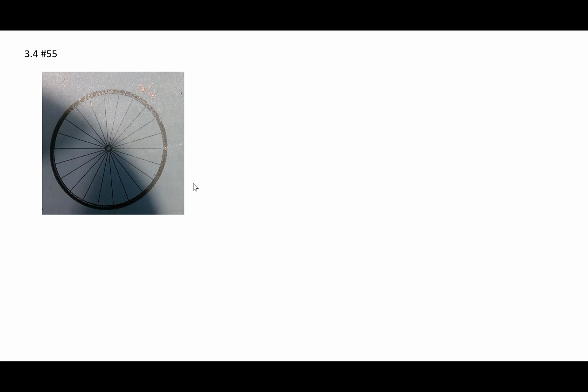Alright, the next one, 3.4, number 55. It is talking about the bicycle wheel, the particular bicycle wheel that has spokes coming out. There are 22 spokes here, and the question really is, how much of the arc extends from one spoke to the other? That's the question. Alright, and so this is an arc length question, right? Because we're not dealing with the area inside the wheel, we're dealing with the outside here. So it says how much of the arc, how much of the tire extends from one spoke to another.